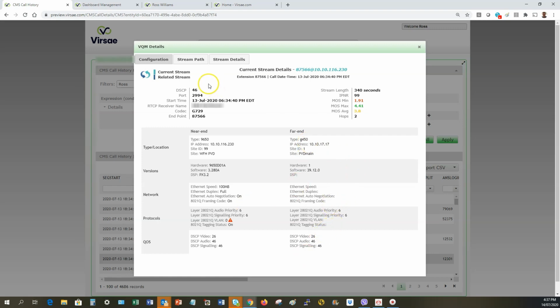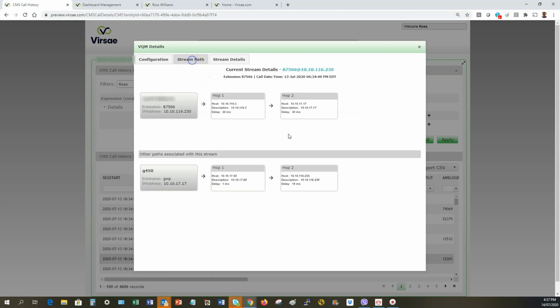So we hop across now to the stream path. We can see how the call got, or the streams got from the agent through to the G450 and from the G450 through to the agent. So the two halves, the two streams that make up a call. And this is a good example of how the paths through the network can be quite different. So you can see there 10.10.116.230 and down here 10.10.116.230 and the same here.